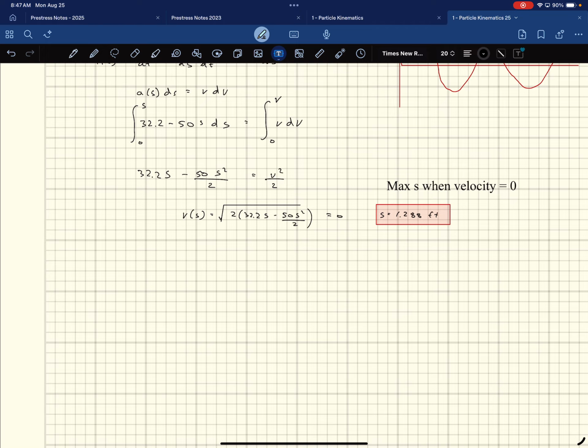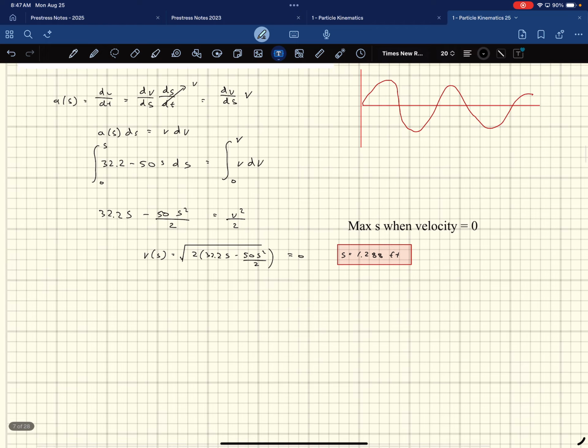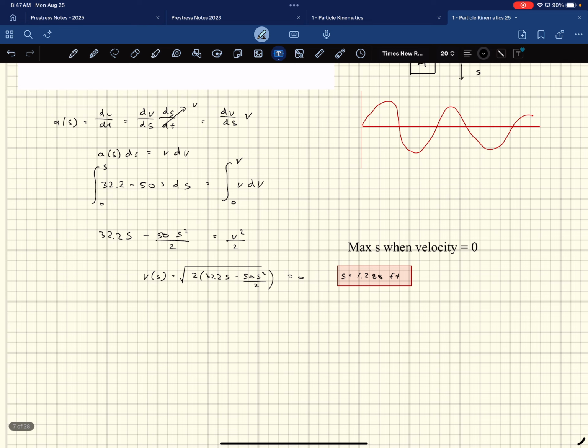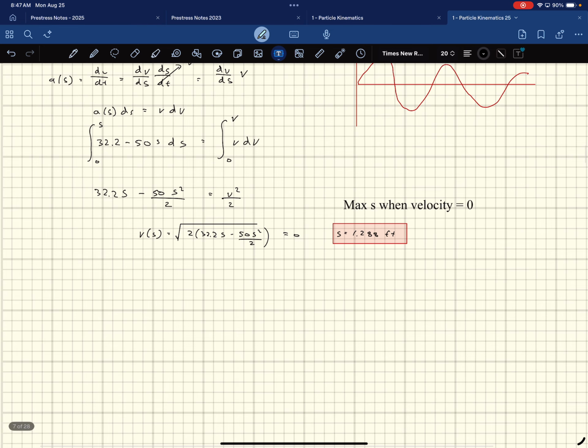Got 3 minutes here. It wants the max velocity. When's my max velocity going to be, or where am I going to get that? The acceleration is 0, because it's going to be accelerating in one direction, and then when it starts accelerating the other direction is when my velocity is going to be the most. So it's accelerating down, and then as soon as it starts accelerating back the other direction, that's when it's going to happen. So right when acceleration is equal to 0 is when I'm going to get my max velocity.